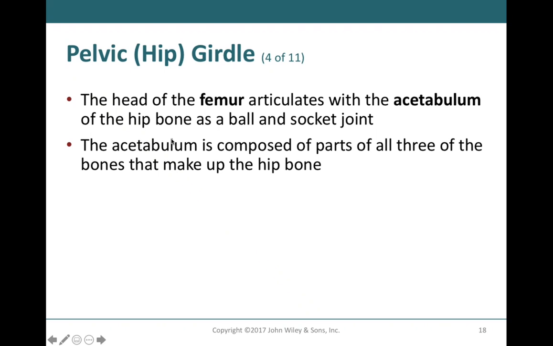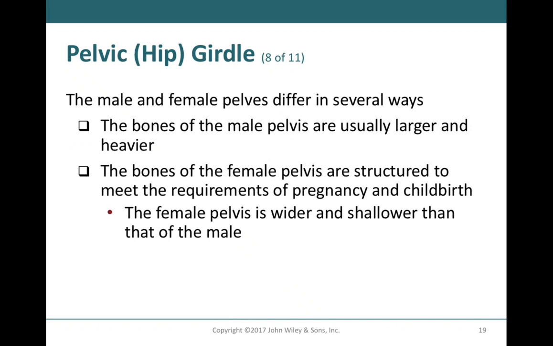So this slide is just repeating the things that I've just said. The femur is articulating with the acetabulum of each of our coxal bones, and the acetabulum is made up of the ilium, the ischium, and the pubis. All 3 pelvic bones come together to form that acetabulum.